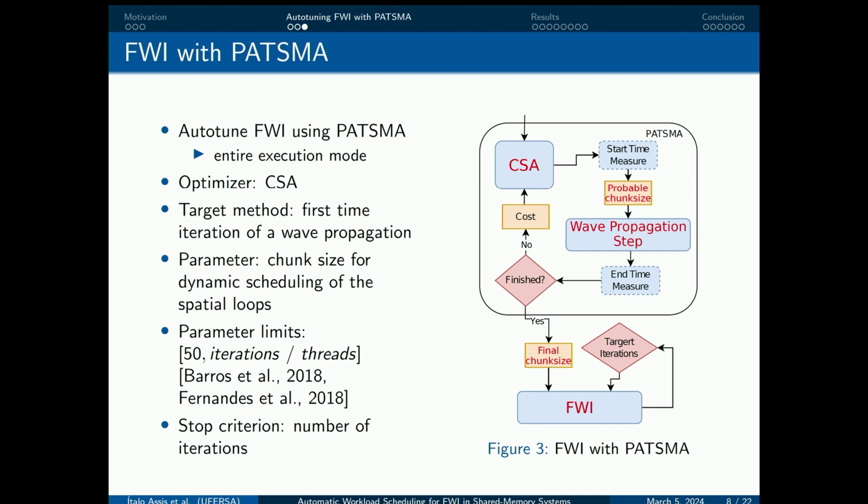We also defined some parameters. We can define parameter limits in Patma. Here we chose to start the chunk size at 50. That value is an empirical value found in previous works. Basically, it means that we don't want to use a very small chunk size for dynamic scheduling because it has a high management overhead. And the upper limit is the number of iterations over the threads, which means basically one block per thread. Our stop criterion is the number of iterations.